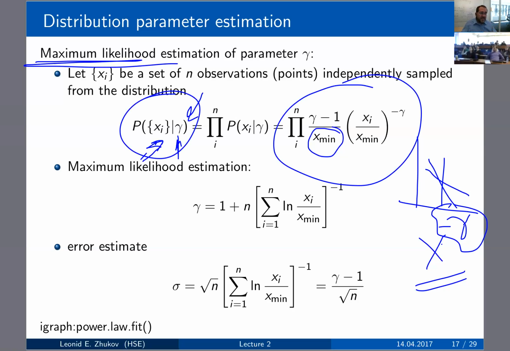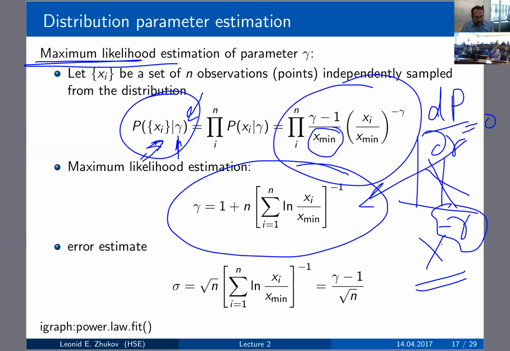And then we want to maximize this likelihood. Maximizing really means taking the derivative, equating it to 0, and solving. So we're going to be doing this dp over d gamma equal to 0, and solving it, we can calculate the parameters. Notice that there is a dependence on x min. Now, there is a way to select it. We're not going to talk about it. You can look it up in the manual.